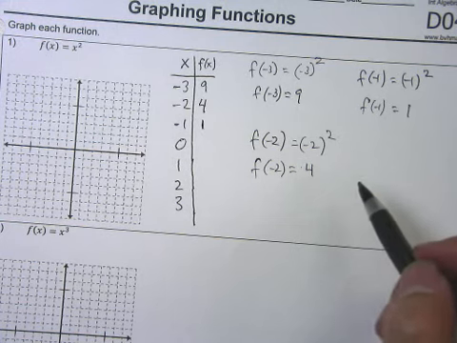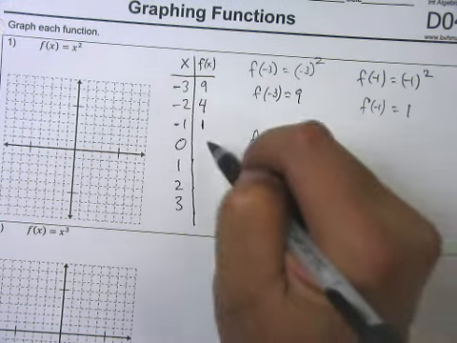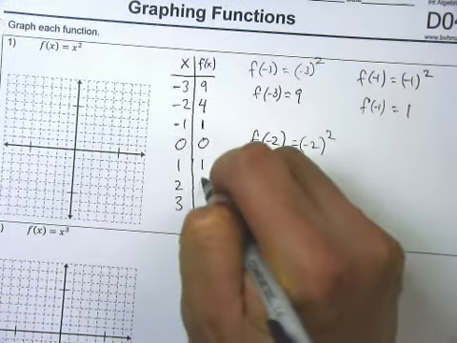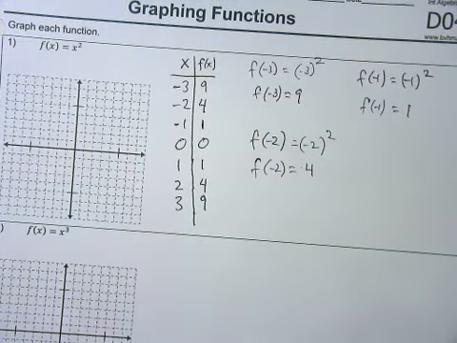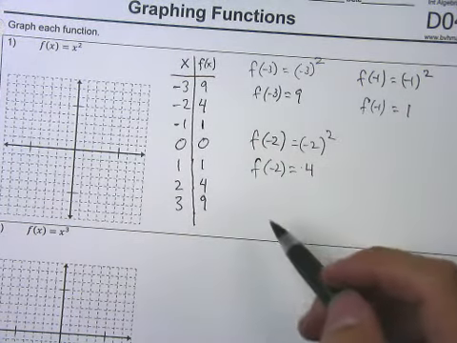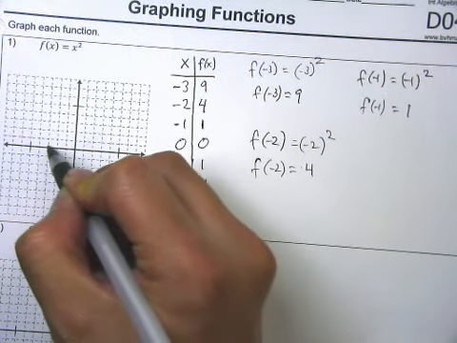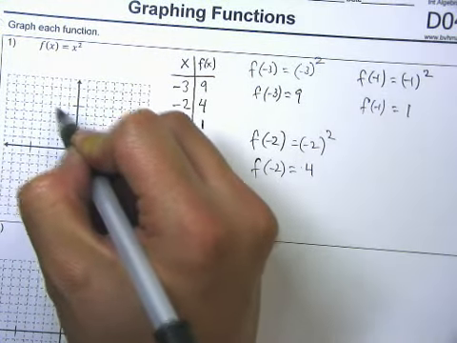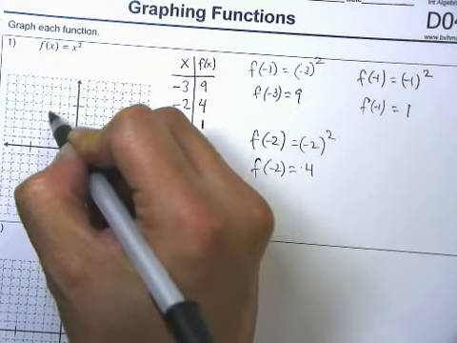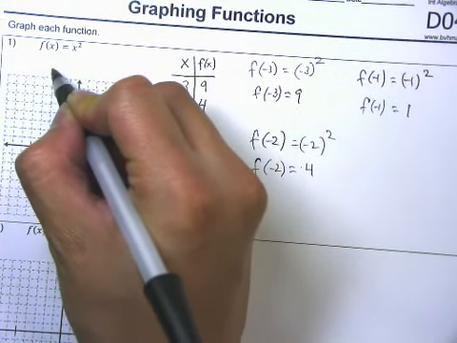What would be the other outputs? Check to see what you got. You should have gotten 0, 1, 4, and 9. And then we can use this information to graph our function. So when our input is -3, our output is 9. This one goes off the graph.